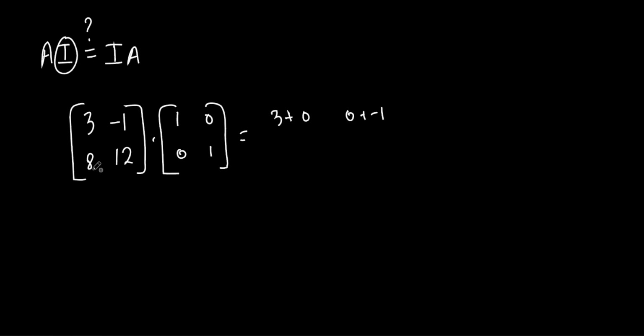Okay? Let's do this one. 8 times 1 is 8, plus 12 times 0 is 0. 8 times 0 is 0, plus 12 times 1 is 12. Let's see what we get. Boom, boom, equals, what's that? 3, negative 1, 8, and then 12.